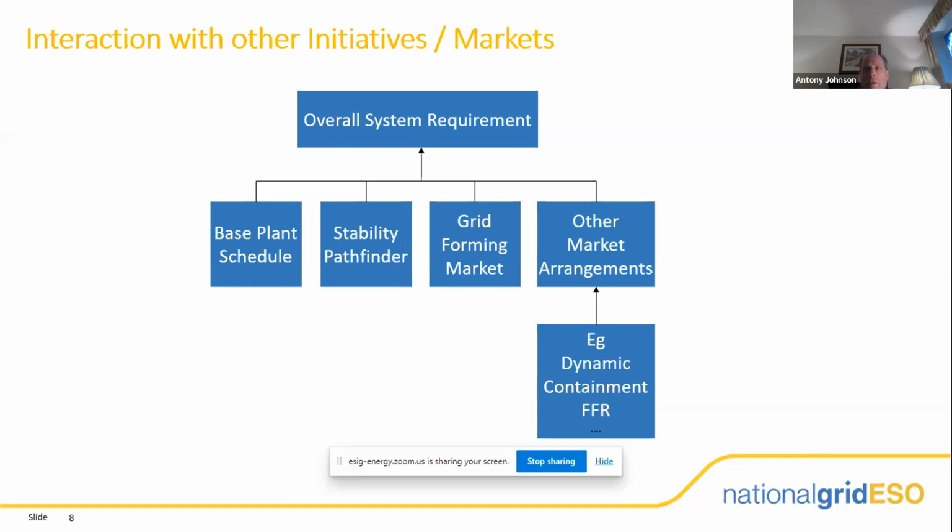Then we look at the grid forming market, which would basically say, which developers are willing to provide a grid forming capability and what's the price for them, and are they in the right place. So we would use that. And then, if you recall, I talked about the active inertia power, and then the active inertia power is derived from other markets. So we would have dynamic containment and frequency response provided through those markets.